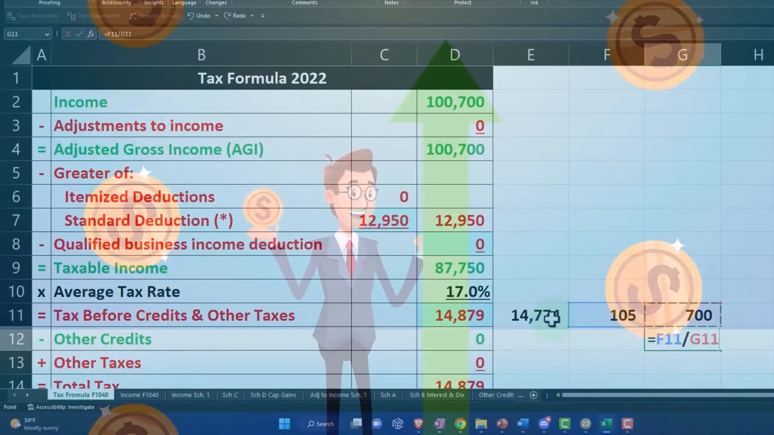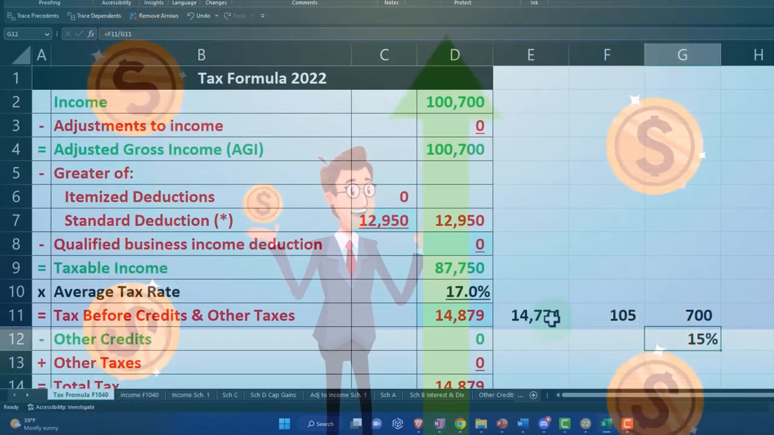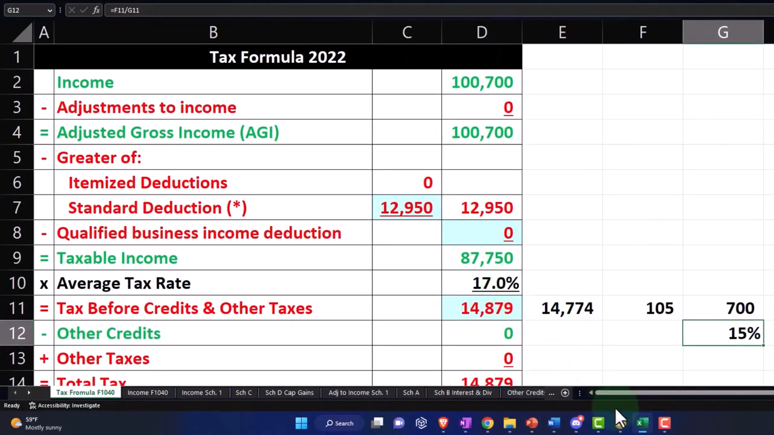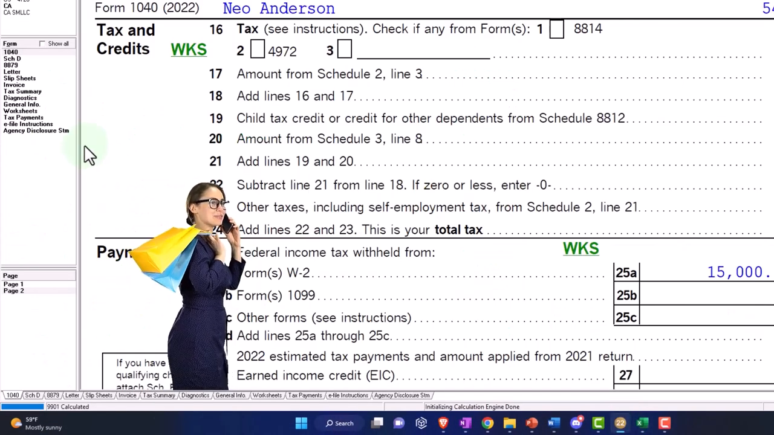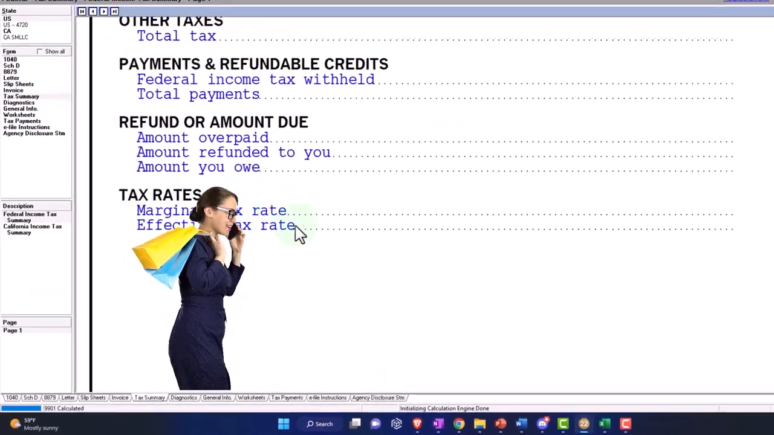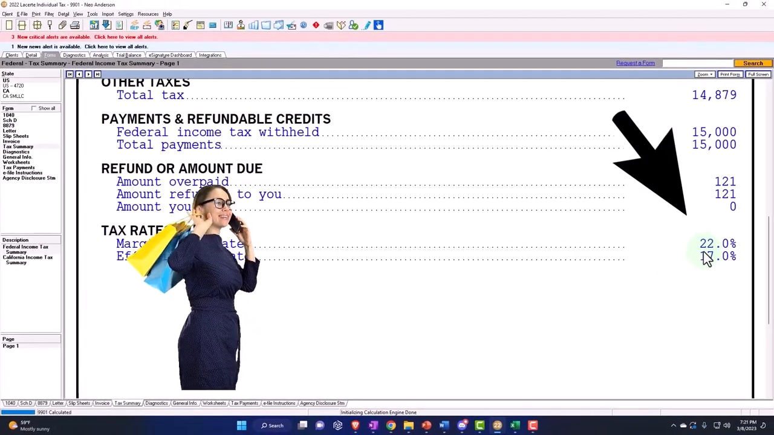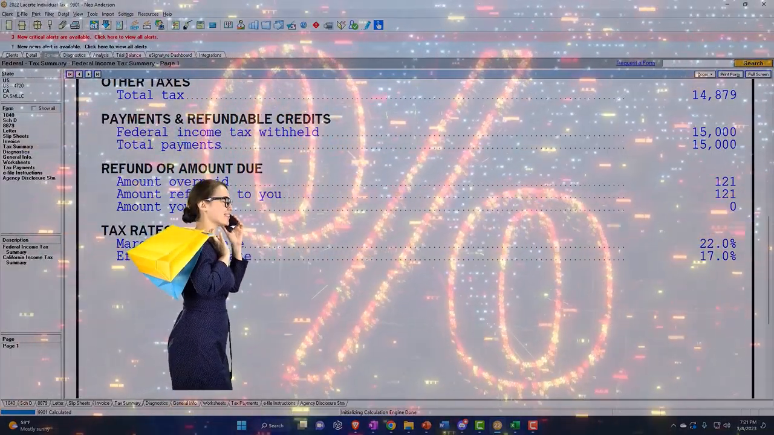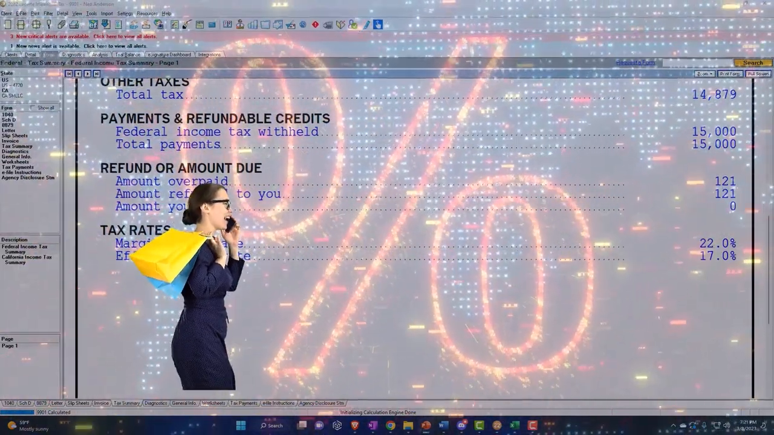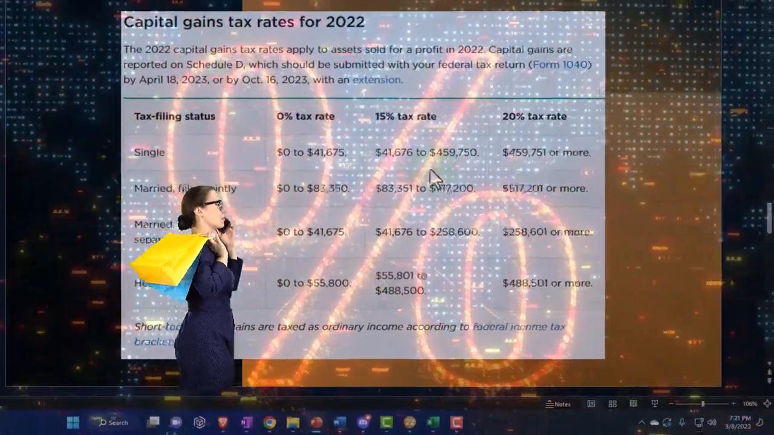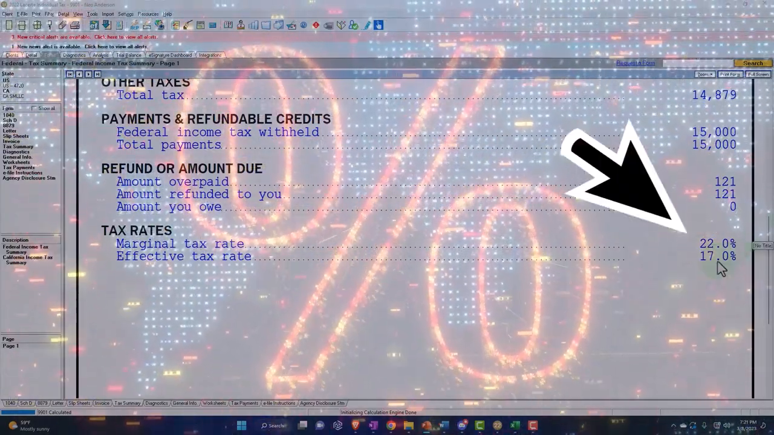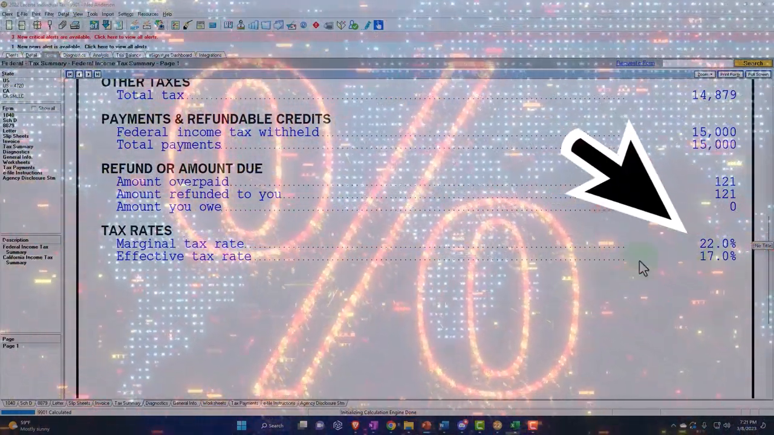So what's the rate on that 700? 15%. Notice here that the average rate is 17%. If I go back to my tax software and look at my tax summary to see my rates, the marginal tax rate is actually 22%. You would expect that if it was applying the ordinary rate, it would apply that 22%, but because of the income threshold I'm in, it's taxing at the favorable rate of 15% instead of the 22%.